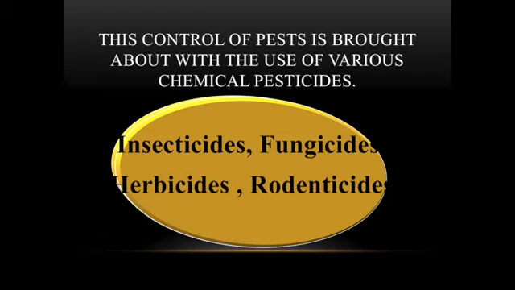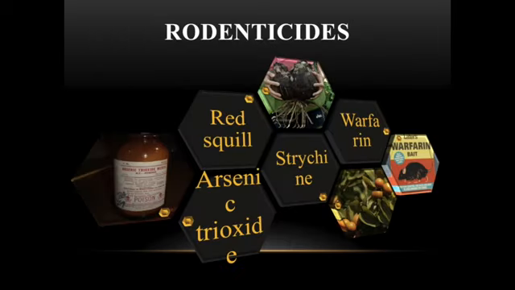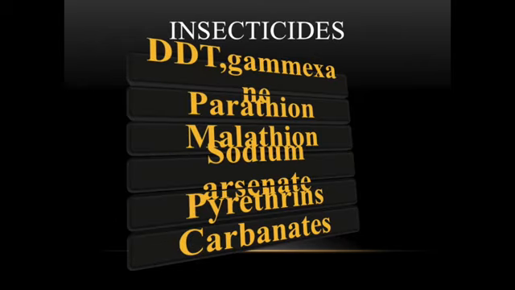Chemical control. Here some chemicals are used to control the pest. Based upon the type of chemicals used, these are classified into insecticides, fungicides, herbicides and rodenticides. Rodenticides can be natural chemicals or synthetic substances. Examples of natural ones: red squill, strychnine, warfarin. Example of synthetic: arsenic trioxide. Then insecticides: examples of synthetic insecticides are DDT, gamma-hexane, parathion, malathion, sodium arsenate. Examples of natural insecticides are pyrethrins and some carbamates.